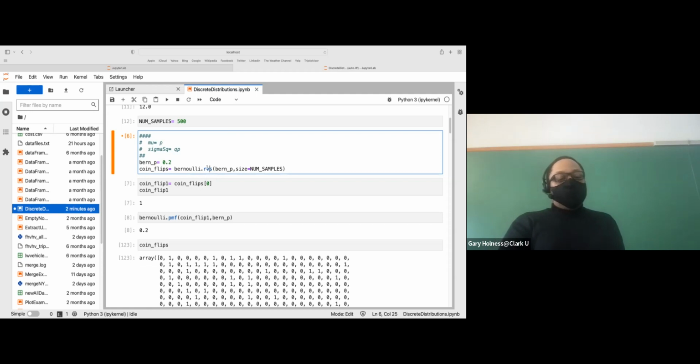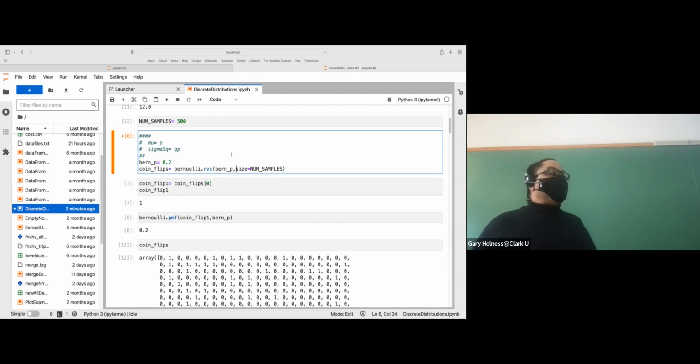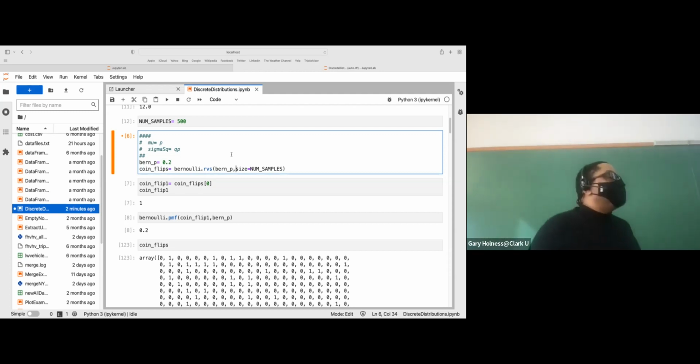And when you call RVS, random variate sampling, on the Bernoulli, you have to give it that parameter, P, and then you give it the number of samples. Does that make sense? Okay. Now, of course, when we talk about this idea of inference, what you're endeavoring to do is find a reasonable replacement for that Bernoulli P that you don't have access to in the real world. Does that make sense? All right.